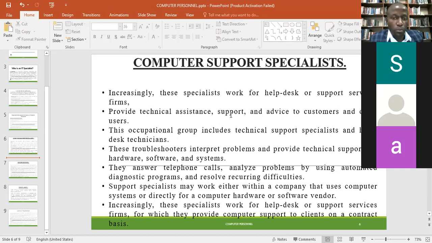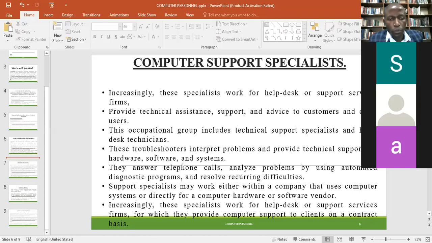They can still also be employed as help desk technicians. Their job is to provide technical assistance, support and advise customers and other users on errors that they might be experiencing within. These also include technical support specialists, help desk technicians. So you notice that the computer support specialist, their role is not as different from the technical support and also the help desk. So it is one particular role that can be used interchangeably.